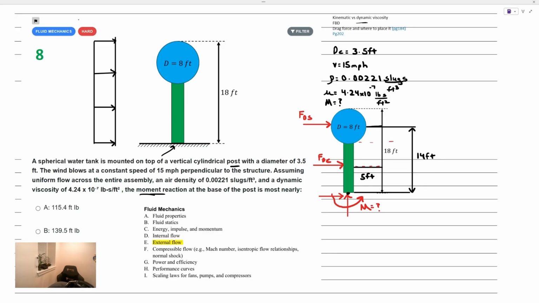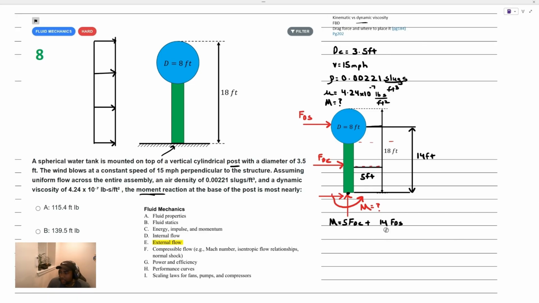There's only one counterclockwise moment, that's the moment reaction, M, and then there's two clockwise contributions. That is the drag force for the cylinder times 5 plus 14 times the drag force for the sphere. So if we can find the drag force for the cylinder and the one for the sphere, then we would have this problem solved. Now, how do we go about finding the drag force for a cylinder or a sphere? Well, we use the idea of the drag coefficient. And where could we find some more information about the drag force?